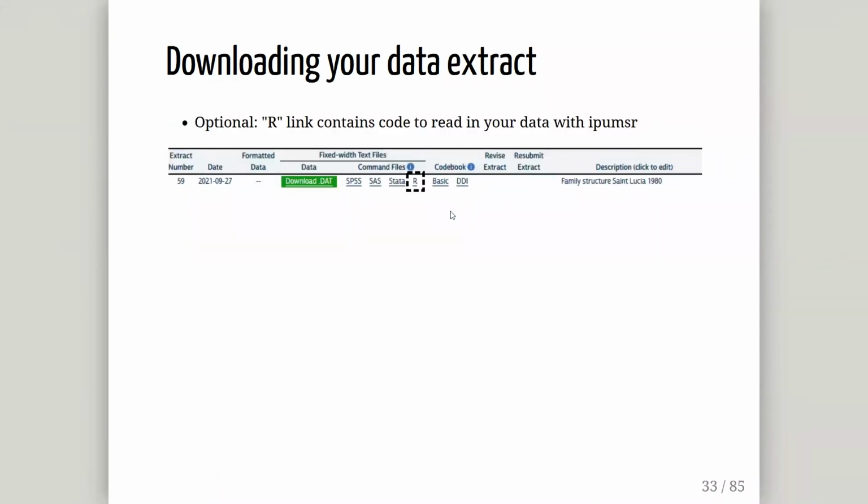So the second thing that's optional is there's an R link on your downloads page. This was a little newer. And you can click this to see some helper code that we're going to show in just a second. That basically just reminds you how to read in your data once you've downloaded the data and DDI files.